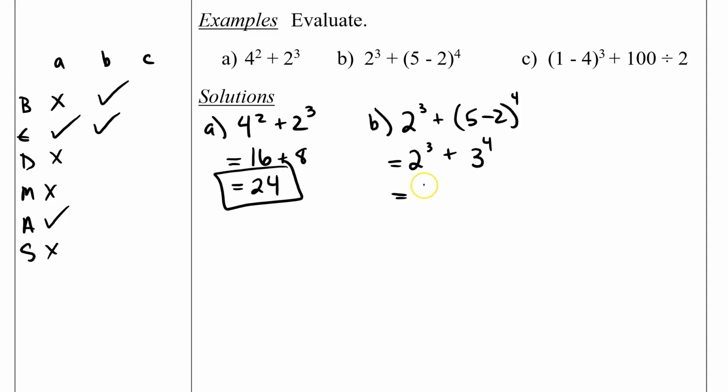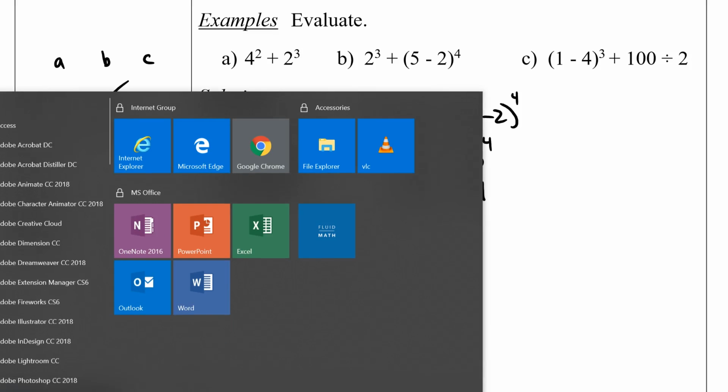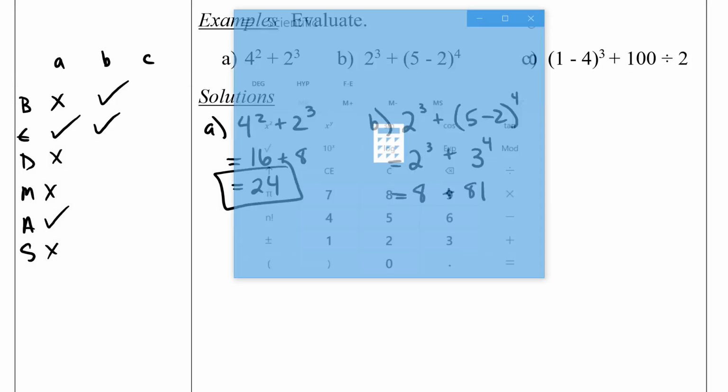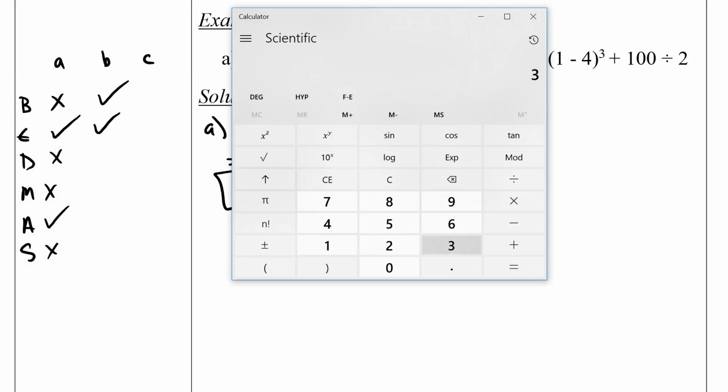2 to the power of 3 is 8, plus 3 to the power of 4 is going to be 81. Now, how do I know that? Well, I have a trusty dusty calculator here that I can dust off. I'm going to say 3 to the power of, so that's my little exponent button. Come and talk to me if you have any problems finding yours. To the power of 4 equals 81. Because 3 times 3 is 9, times 3 is 27, times 3 is going to be 81.